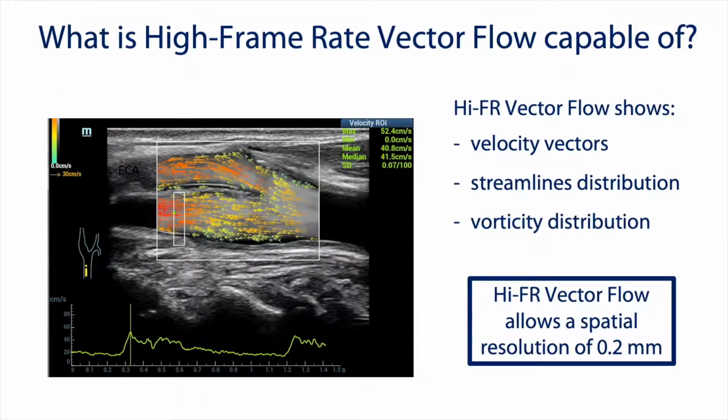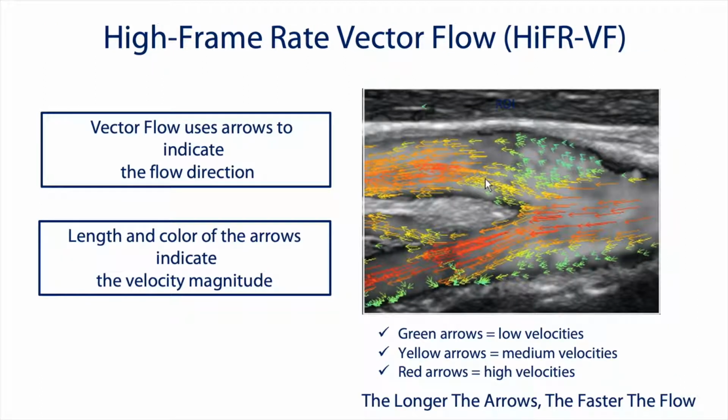What is high frame rate vector flow capable of? Vector flow shows all velocity vectors in a selected region of interest and highlights streamline and vorticity distribution, allowing a spatial resolution of 0.2 mm. As you can see in the picture on the right, it uses arrows to indicate the flow direction. In addition, the length and color provide information on the velocity magnitude.